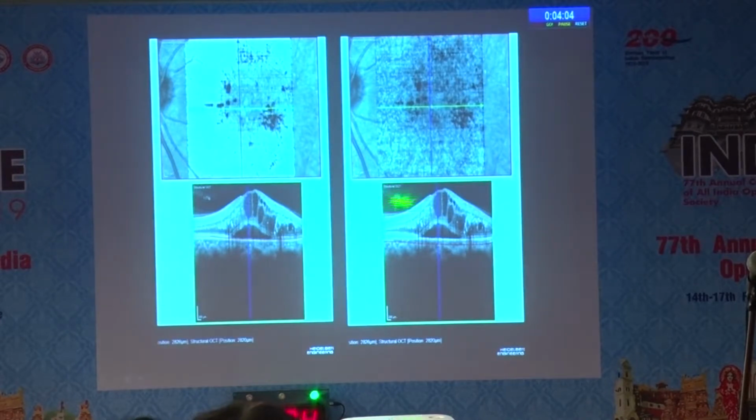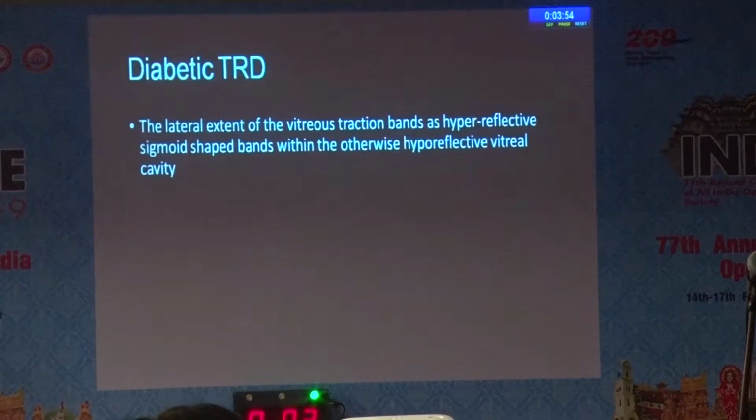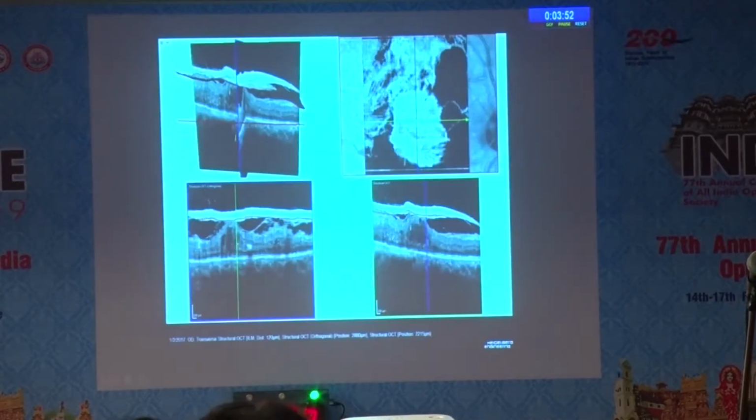There's a word of caution. Whenever you see hard exudates, you get shadowing, and when you get shadowing, you get images like this. You feel that the outer photoreceptors are lost, but it's just a shadowing effect over there. So I'm just going to skip diabetic TRD.